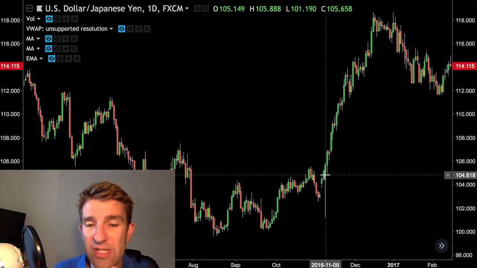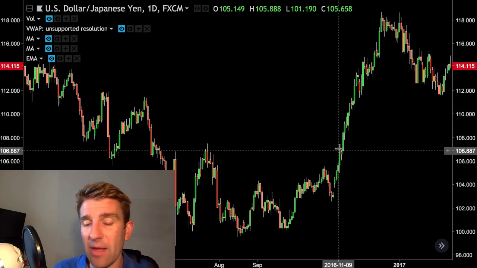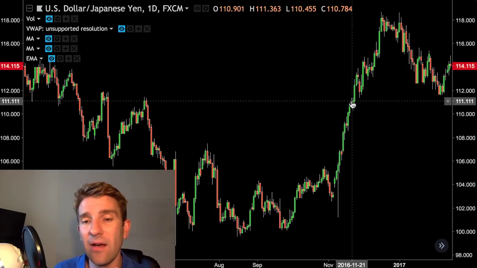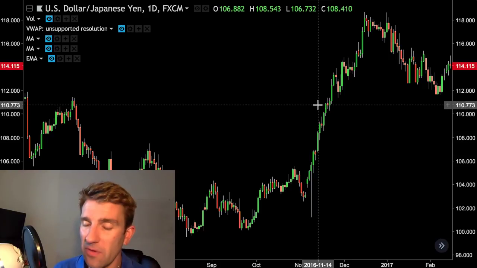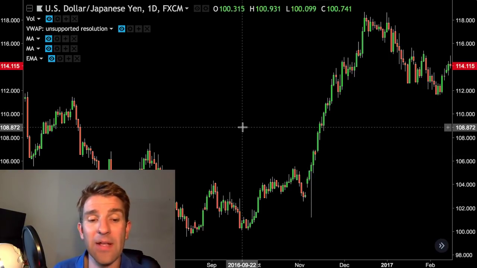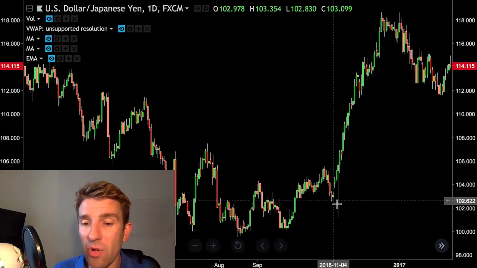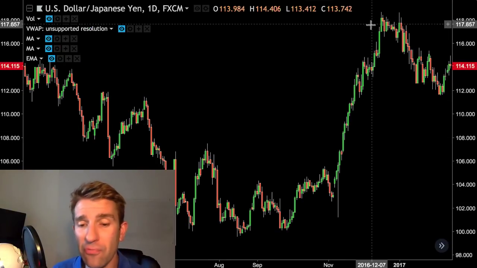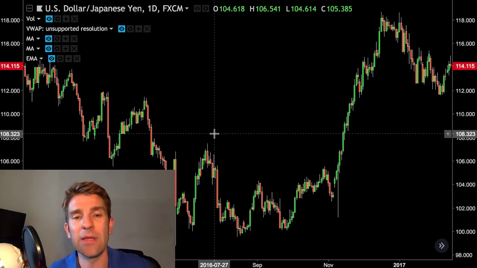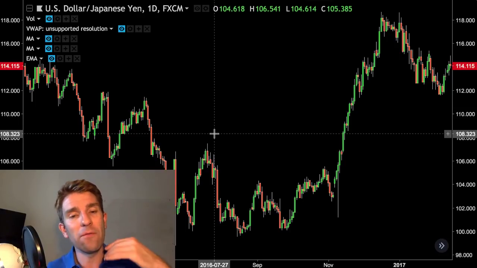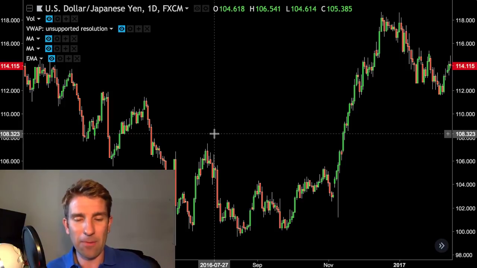People who shorted this thinking it had gone too far, even here, without a stop, were just completely massacred. The move was big compared to the prior year. We moved from about 104 to 118 pretty quickly, and there are hundreds of these happening every week. The point is, if you're wrong, you need to get out.